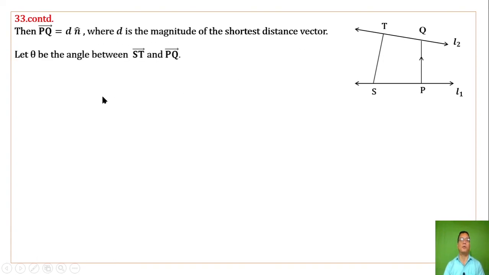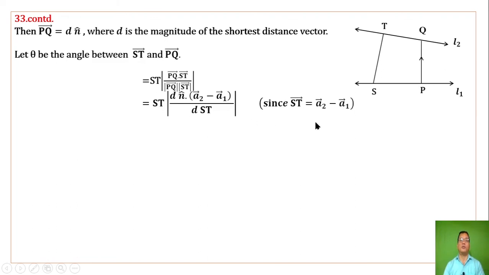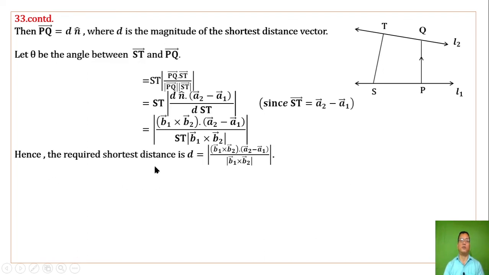Let theta be the angle between ST and PQ. Then ST times modulus of PQ vector equals PQ vector dot ST divided by magnitude of PQ vector times ST vector. PQ is equal to D n vector. Put their respective values. We get, cancelling ST, hence the required shortest distance is D, which is equal to this.